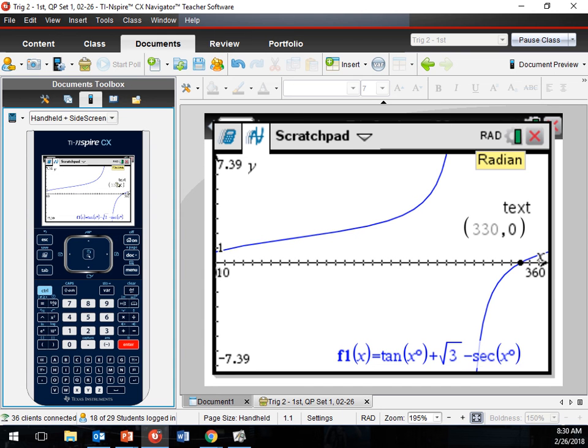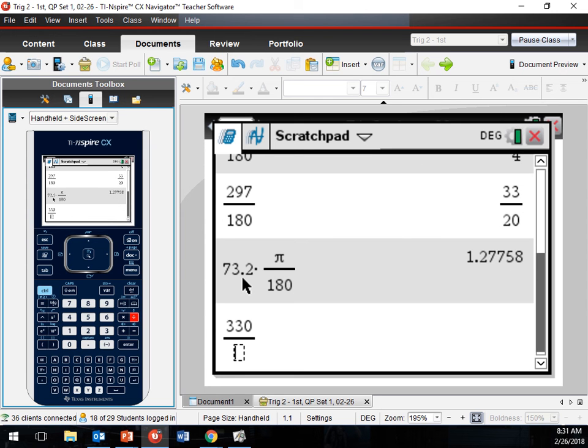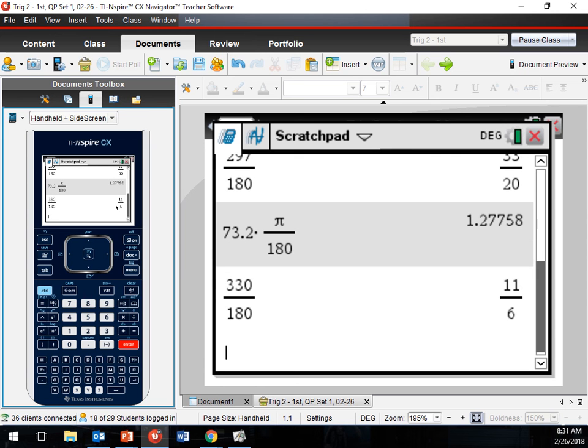Is 330 on my unit circle? Yeah. Let's see. 330. It's already on there. It's 11 pi over 6. There we go. So, I can calculate it too. So, it is 11 pi over 6.